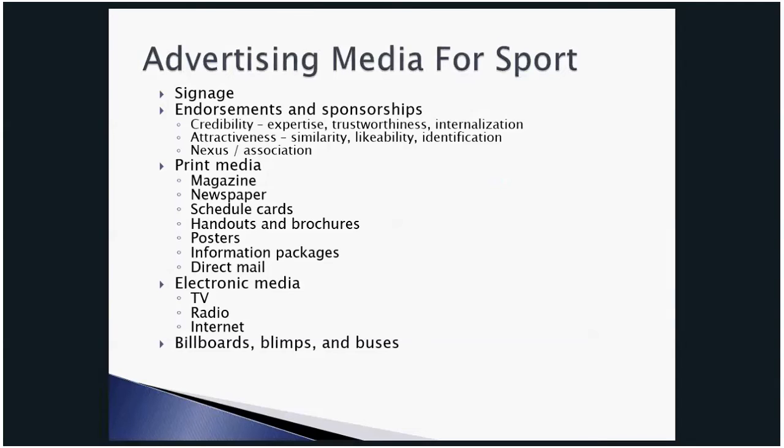Endorsements, we're looking at sponsorships, credibility and expertise. If we're using an athlete, we certainly want to have some sort of credibility, some sort of expertise built into it. Attractiveness: we want people to see a similarity, a likability, an identification with the athlete or the situation so they can internalize it and say, I can put myself in there. I should buy those sneakers because I play basketball too. And there's an association between the athlete or the sponsorship and the brand.